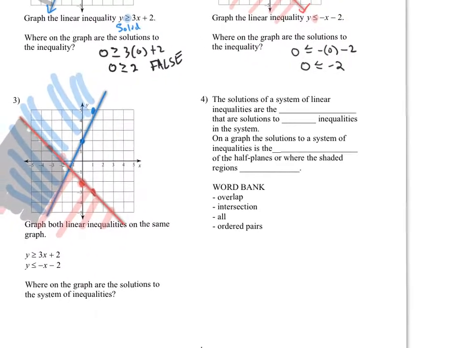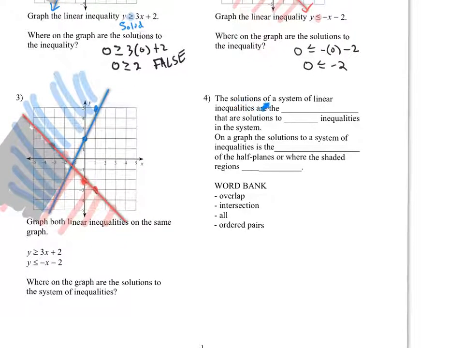Look at number 4 here. So the solutions of a system of linear inequalities are, and here's our choices, ordered pairs. So let me grab that, ordered pairs. So are the ordered pairs that are solutions to all inequalities in the system. Like I said, you could have 2 or more, right, to all inequalities in the system. So on a graph, the solutions to a system of inequalities is the intersection, right?